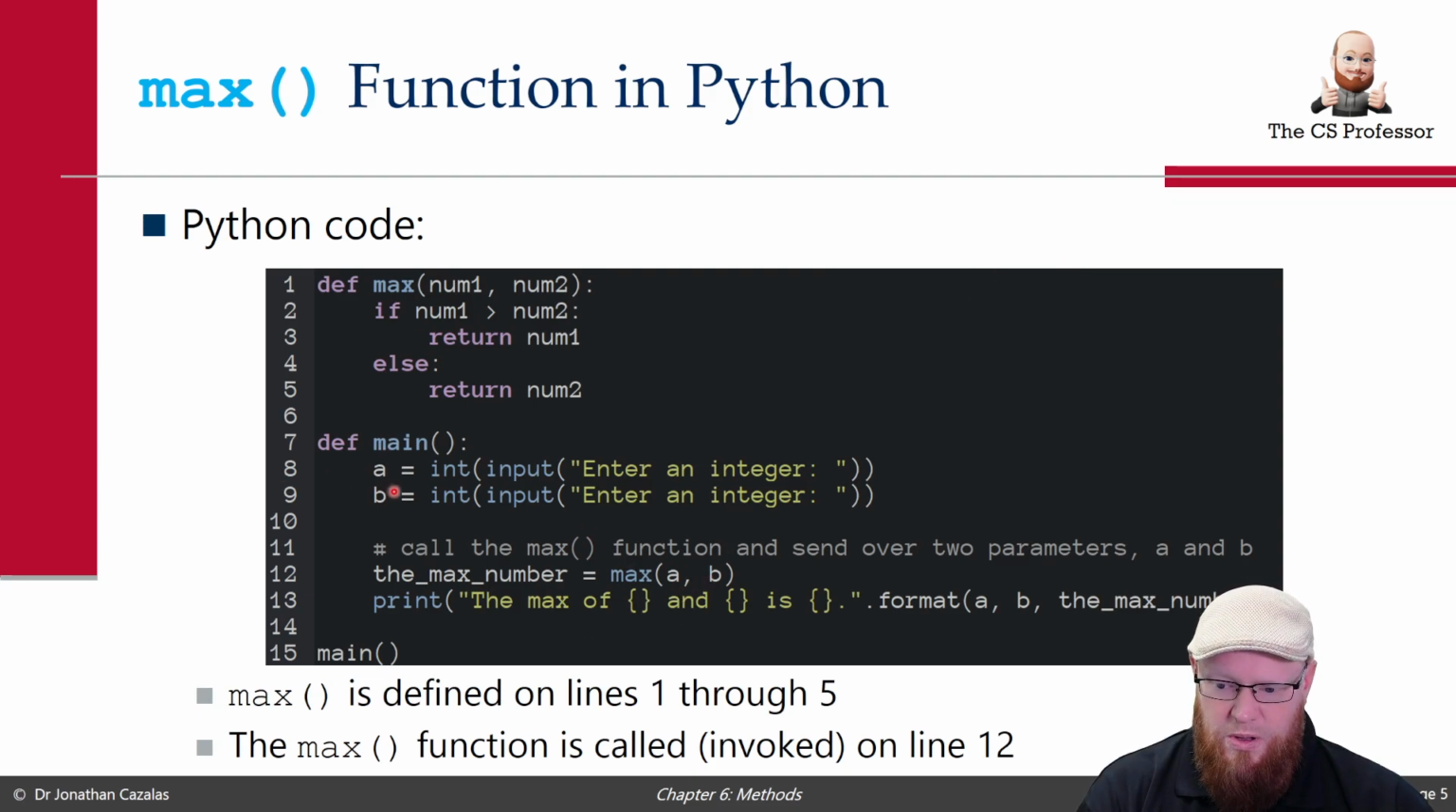The two values we read from the user, we call this max function because this is an assignment. With the assignment operation, we know that we should look on the right side. We see the max function, a, b, so we send a up to num1. We take b, we send b up to num2. We perform the logic within this if block. If num1 is greater than num2, we're going to return num1, else we return num2, and that gets saved into the max number, and then we print.